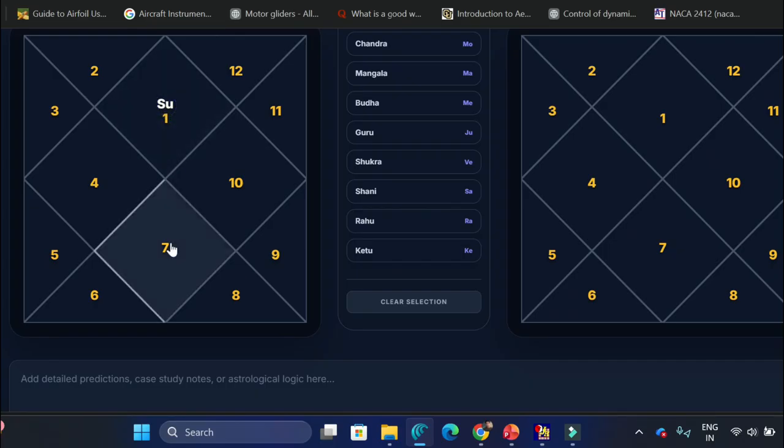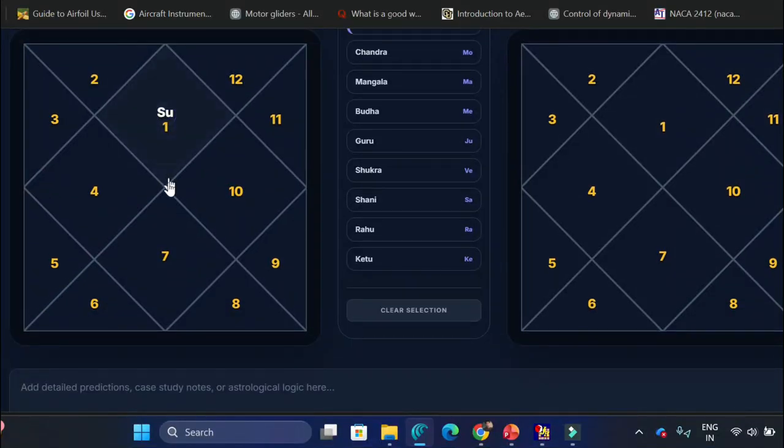Okay. What is your date of birth? 22nd. Okay. Now can anyone approximate what would be the degrees of sun? His approximate degrees in his chart.